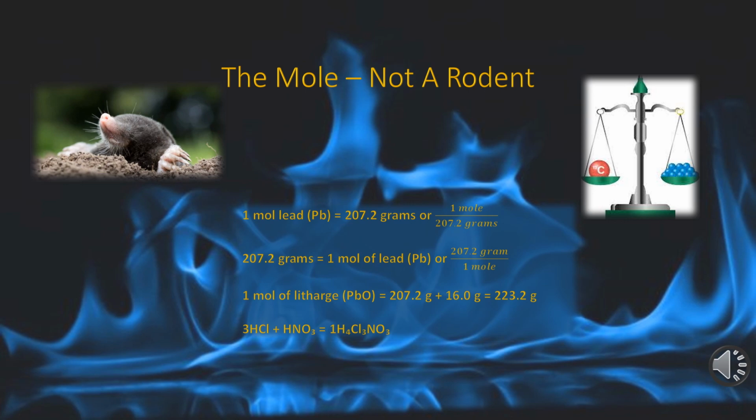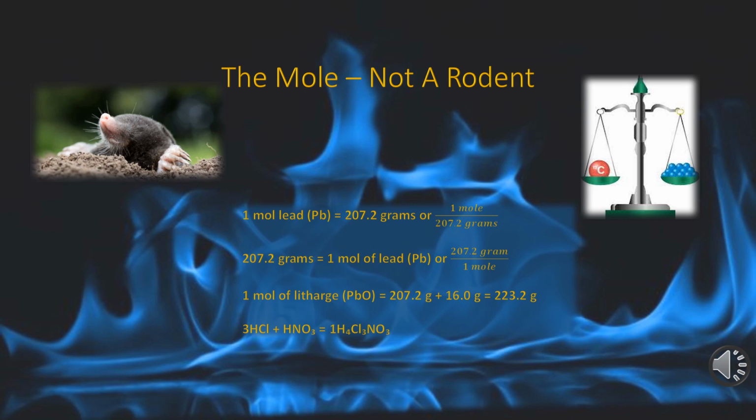In this example, I am using a simple molecule of litharge, which is lead and oxygen. Oxygen in the periodic table has an atomic weight of 16 grams. Adding them up gives us an atomic weight of 223.2 grams for litharge. Therefore, 1 mole of lead oxide is equal to 223.2 grams.